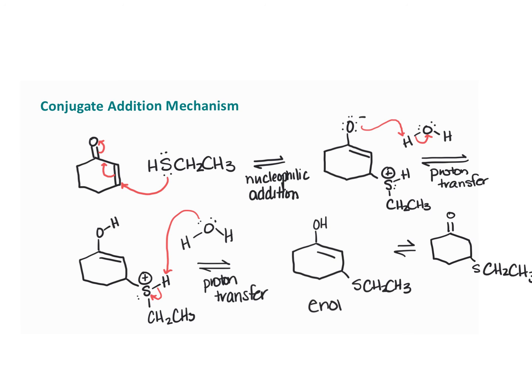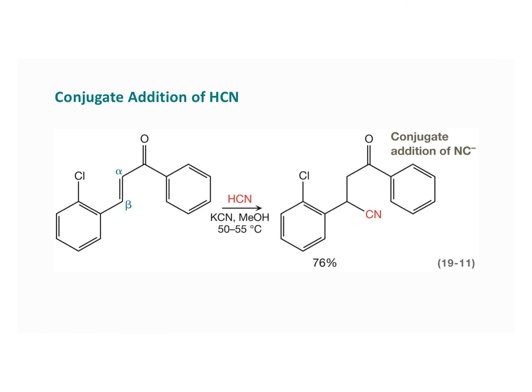Now, HCN, which we started looking at, also adds to the alpha beta unsaturated carbonyl compounds by a similar conjugate addition, okay? And the reason is because the addition of the NC minus to the carbonyl group is reversible. And so one example is the reaction that's shown here. And so we see that, again, that group is added to the beta carbon through the conjugate addition, or the 1,4 addition. So this works in a very similar way to what we've seen before.